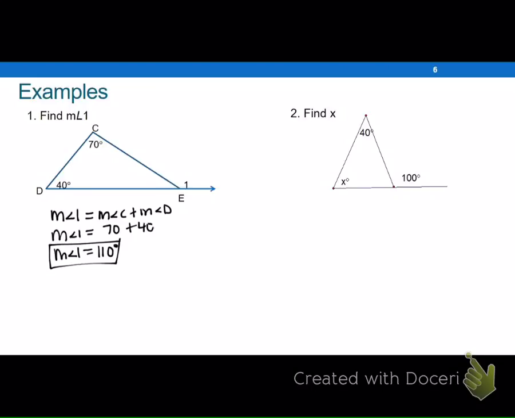Are you good? So here's another way you could have solved this problem. You could have found this angle measure here, right? So 40 plus 70 is 110. So 180 minus 110 is 70, right? Do you guys agree with that? This has to equal 180. So 180 minus 70 is 110. So could you have found it that way?